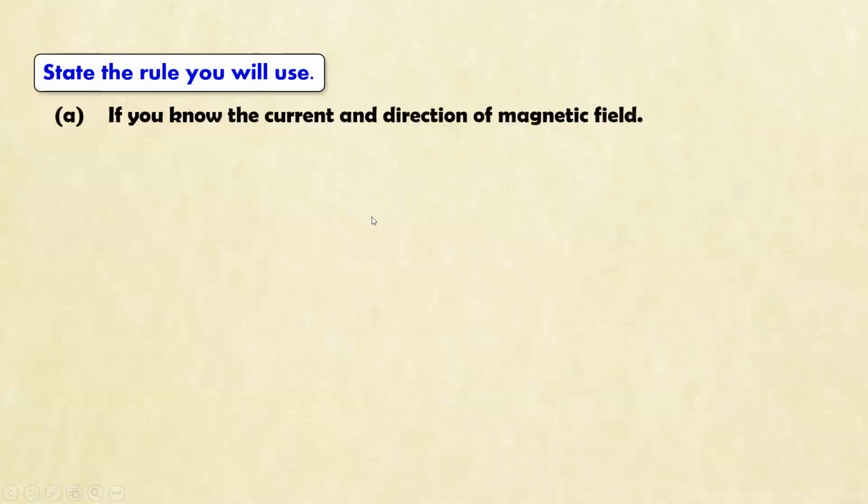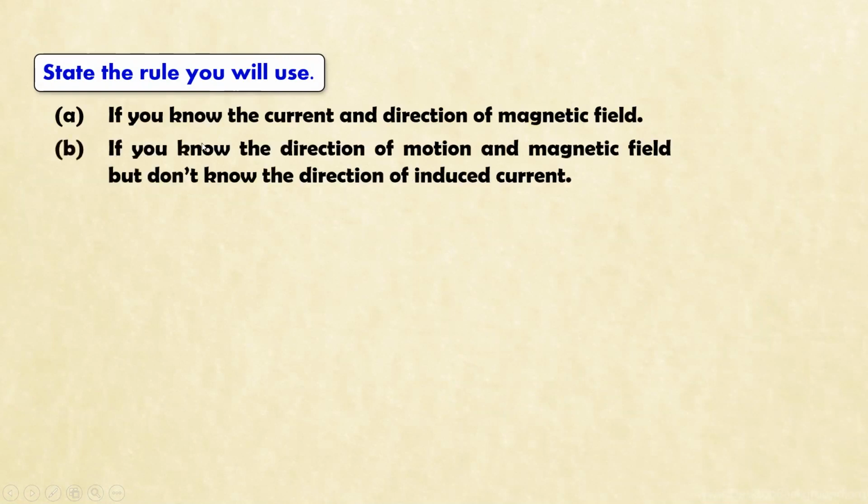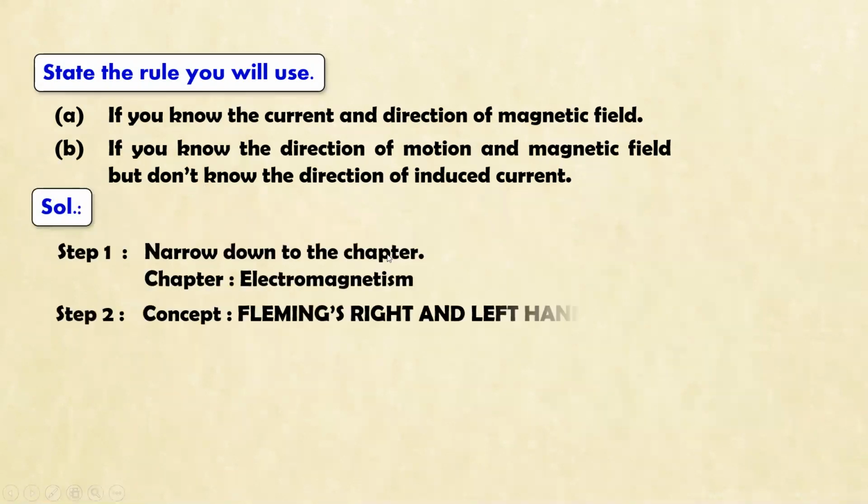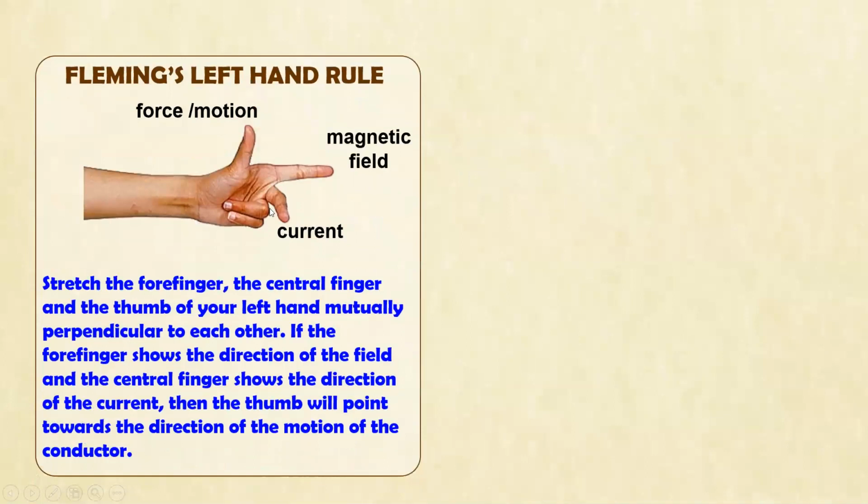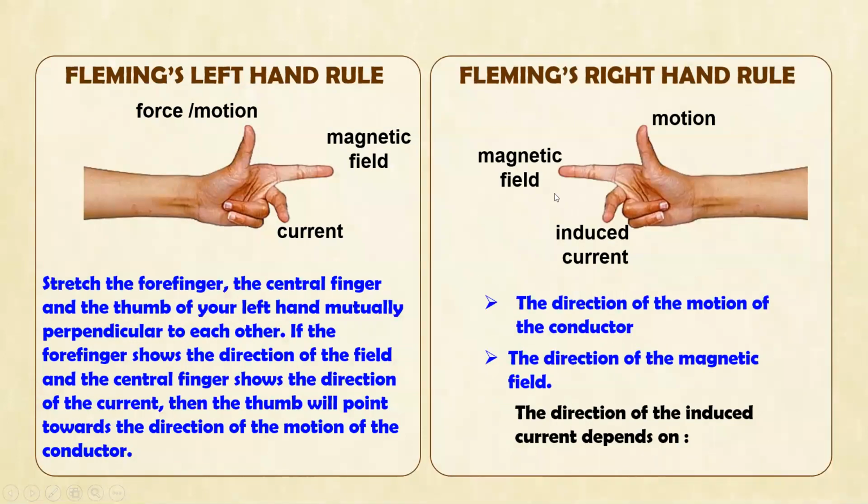State the rule that we are going to use if we know the current and the direction of magnetic field. Secondly, if we know the direction of motion and magnetic field, but we don't know the direction of induced current, it's very easy. What will the answer be? I can simply say, for the first one, I can use Fleming's left hand rule. For the second, I'll use Fleming's right hand rule.